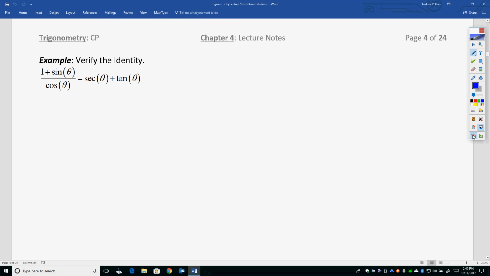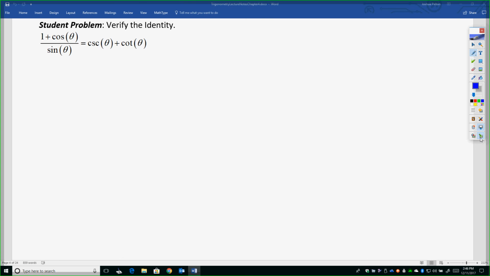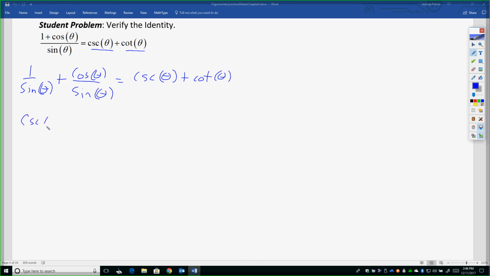Pause the video. Okay, the strategy for this one, again, is to make one term into two terms. So we'll split the fraction. 1 over sine plus cosine over sine equals cosecant of theta plus cotangent of theta. So using the reciprocal identity, 1 over sine is cosecant. And using the quotient identity, that's plus cosine over sine, which is cotangent of theta. So we have proved it. Okay, and that is the end of part 1.